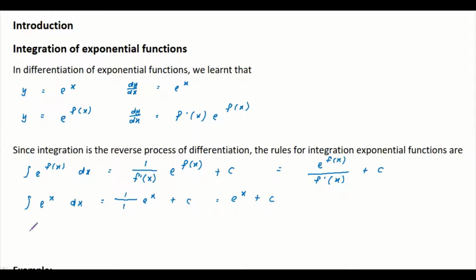Now let's look at the part for ax plus b. How is it going to look if you integrate e to the power of ax plus b? So 1 over f prime x. What do you get when you differentiate ax plus b? You get a, correct? So 1 over a, then what is left is e to the power of ax plus b. So in other words, when you do integration, you still need to differentiate the function, but instead of multiplying, you divide.